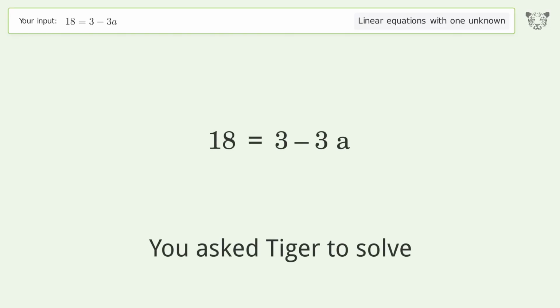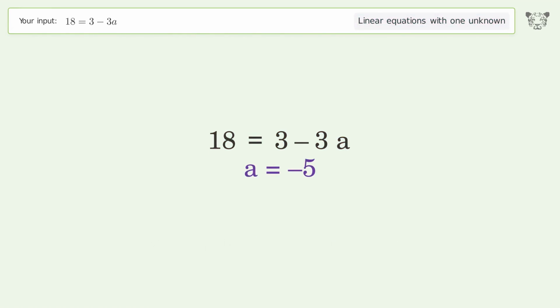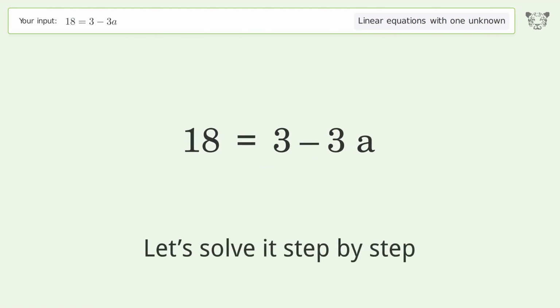You ask Tiger to solve this. This deals with linear equations with one unknown. The final result is a equals -5. Let's solve it step by step.